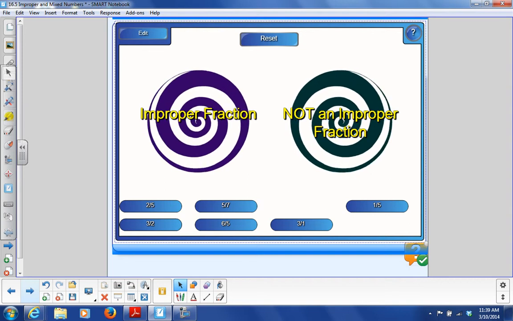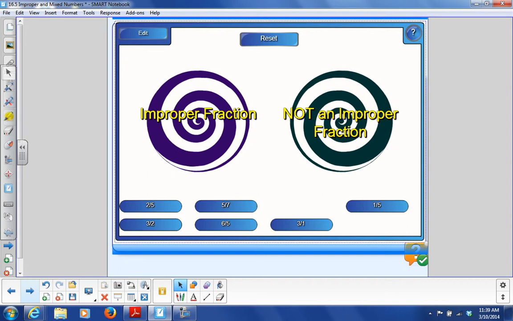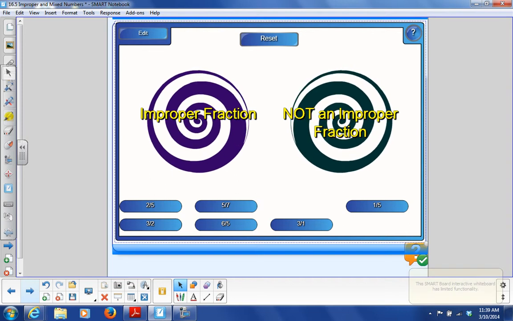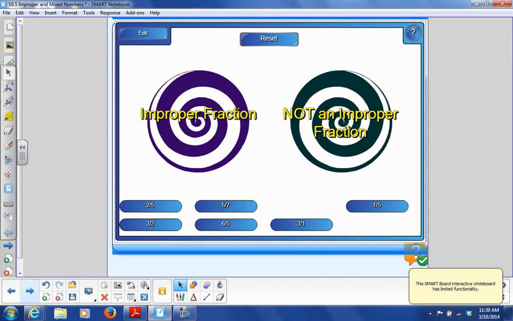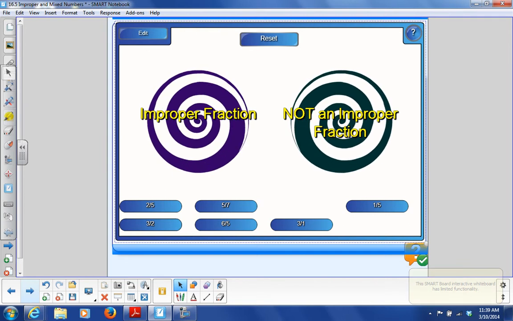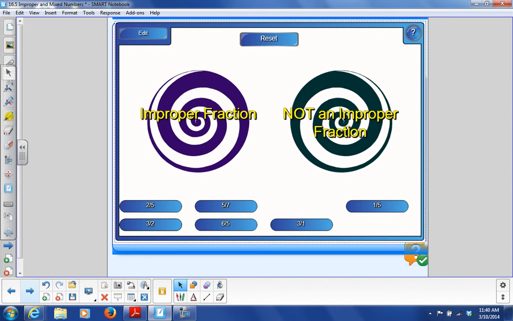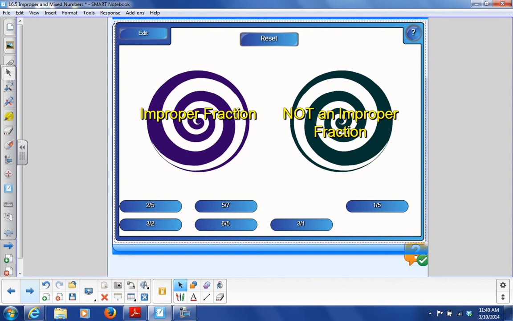Why is it an improper fraction and not, or why is it not an improper fraction? Think of the numbers on top and in bottom. What makes it a... okay? Right. So that's a proper fraction, or a not improper fraction. The number on top is less than the number on the bottom. Abby.